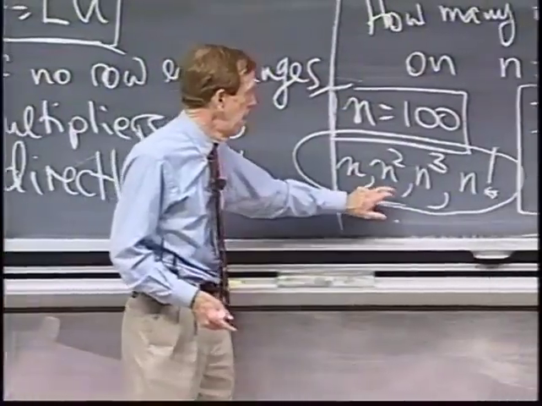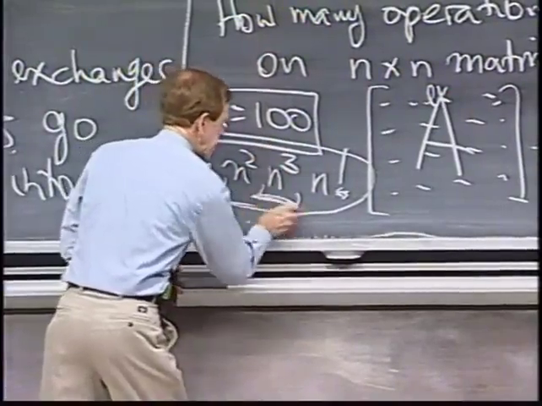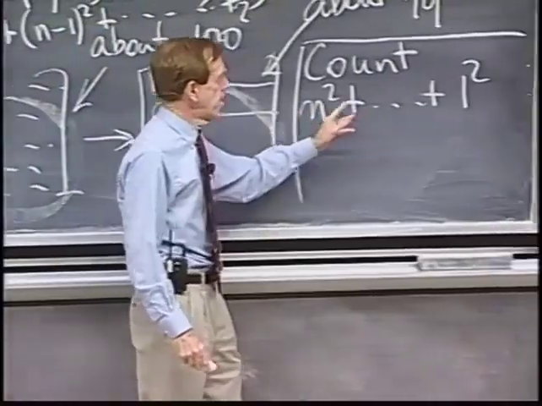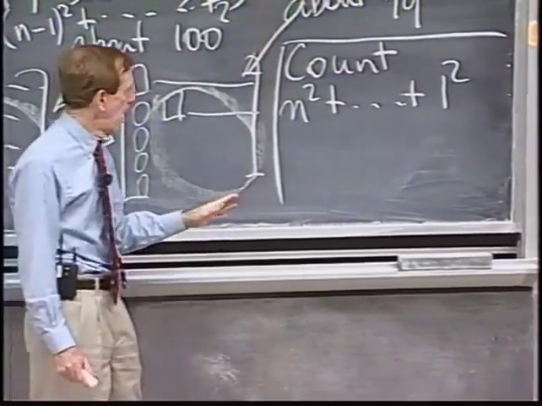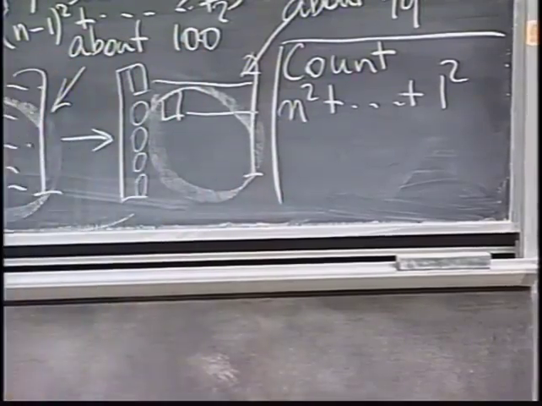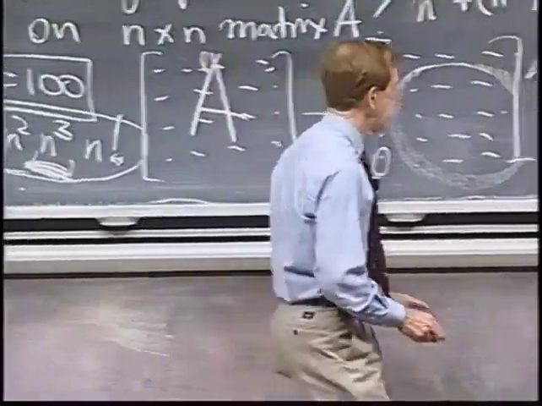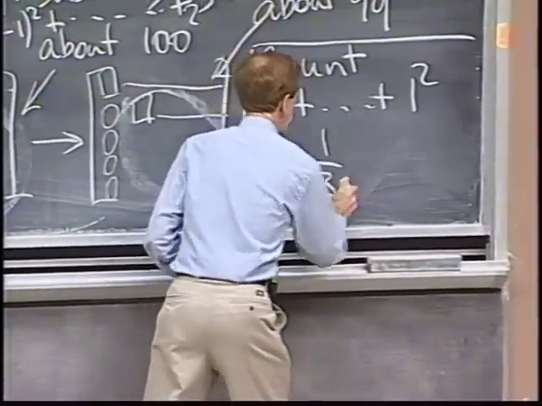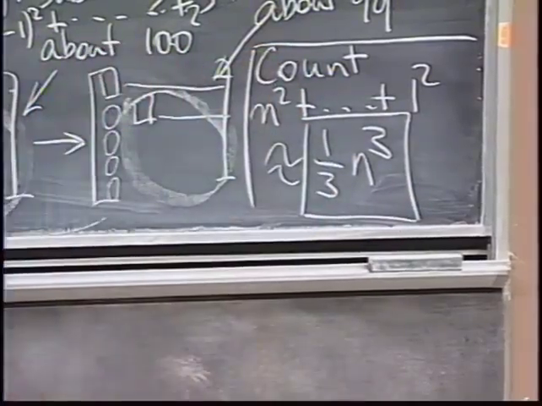This is the answer. It's this order, n cubed. It's like I have n terms in this sum, and the biggest one is n squared. So the worst it could be would be n cubed, but it's not as bad as that. It's about 1/3 of n cubed. That's the magic operation count.